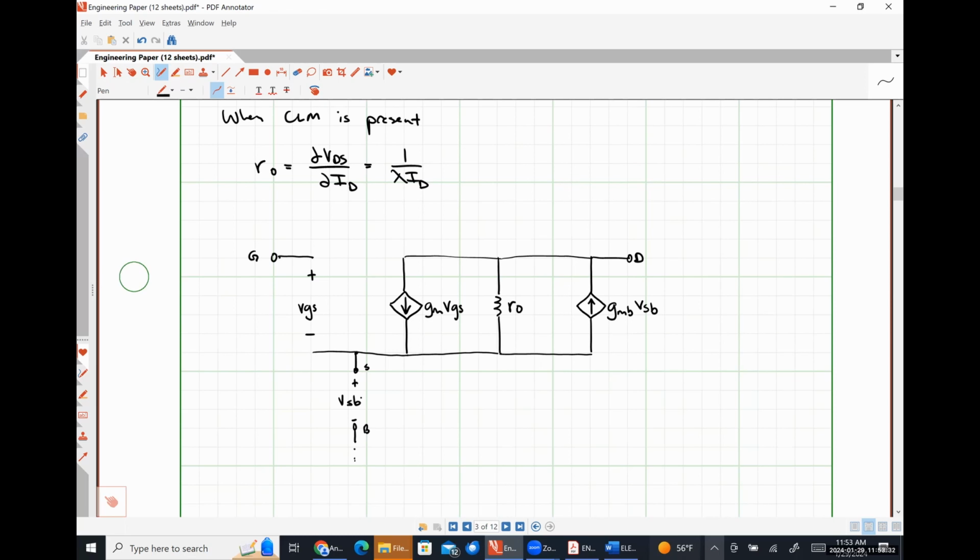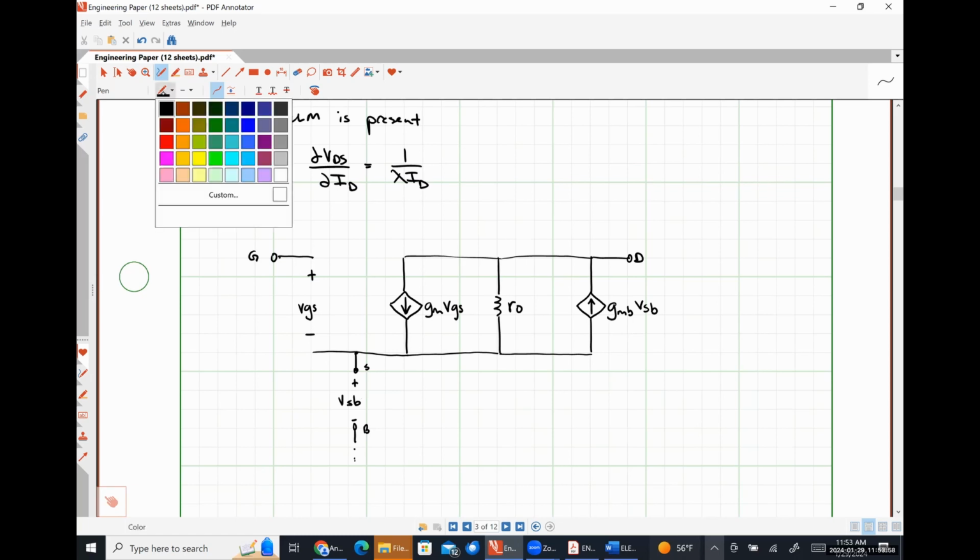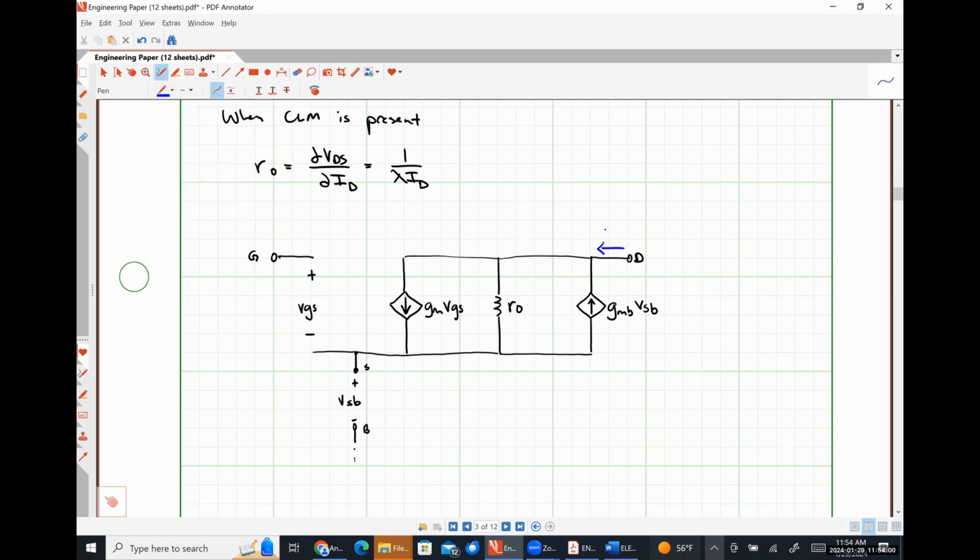So anytime that our source and our body are tied together, or anytime that we're dealing with a discrete device where effectively internally, the source and the body are fused together, we're going to throw away our body effect transconductance parameter, and we're going to short the source and body. And that's our small signal drain current ID, which is the only current in a MOSFET.